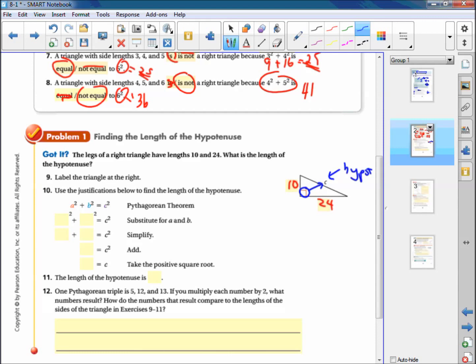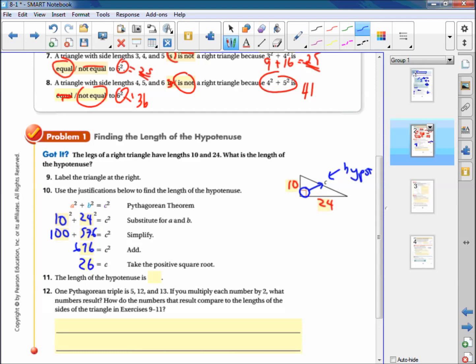All right, so in our case, A and B can be either 10 or 24. So we'll put 10 first and 24 second. Those are our legs, and they're squared and added up, so they should equal the hypotenuse squared. So 10 squared is 100, and 24 squared is, let me get my calculator out here, 576. If you add them together, you get 676. And then the square root of 676 is 26.